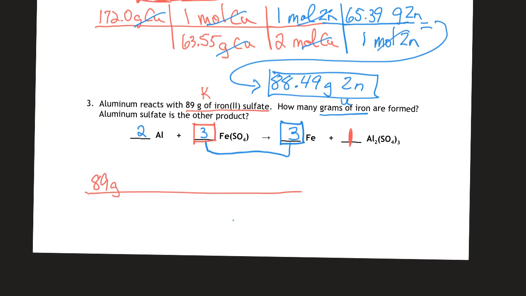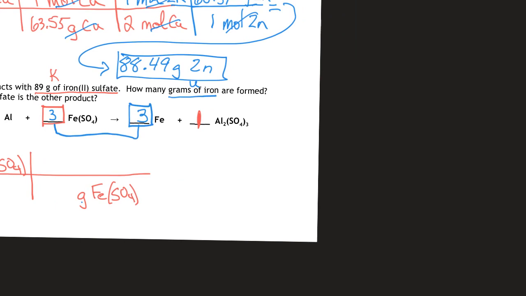89 grams of iron sulfate, which is FeSO4. Oh no, it's grams, which means I'm going to need to grab my periodic table and calculate the weight of FeSO4. I'm going to do that right over here on the side.